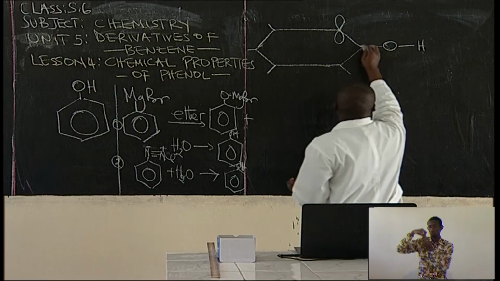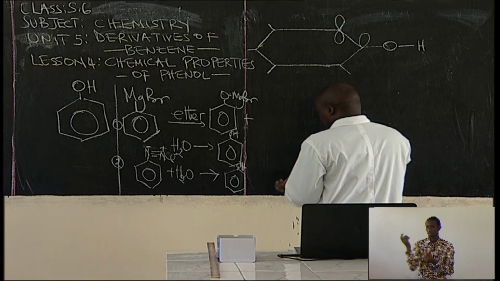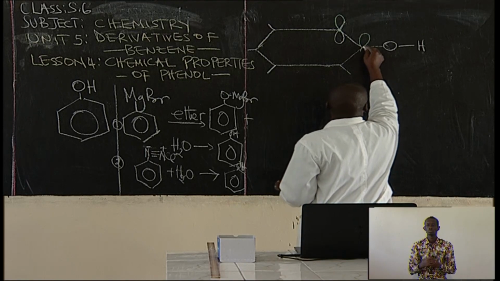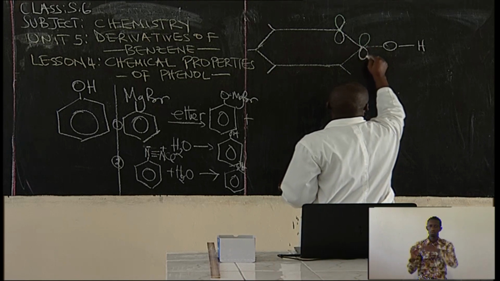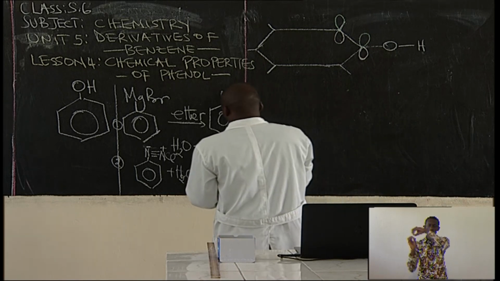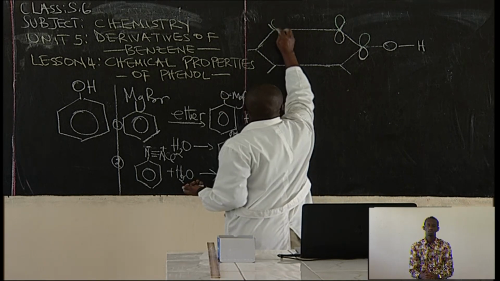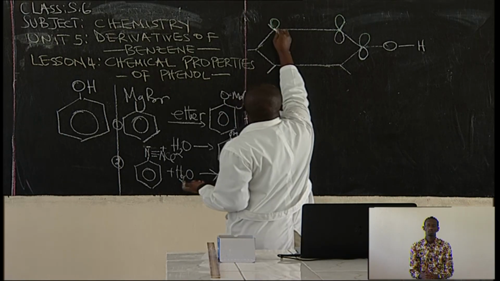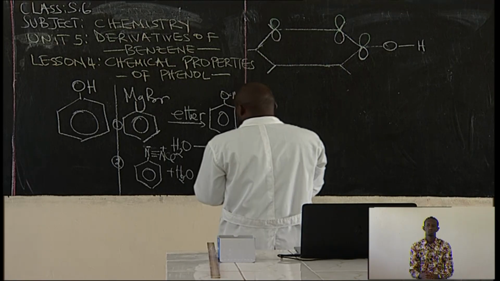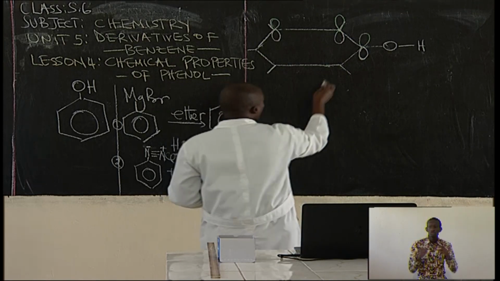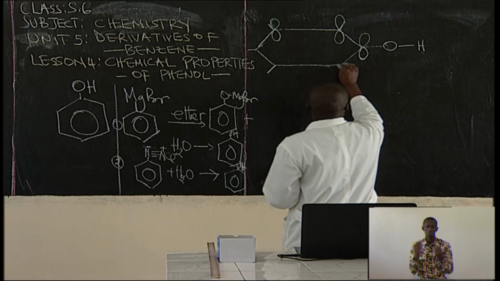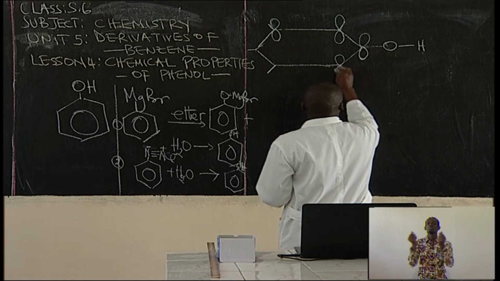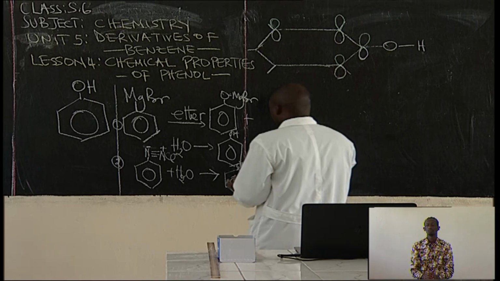Even here the same. There is a p orbital. This is the p orbital. These are p orbitals. I'm drawing here. I'm just using different colors so that we don't get confused as we are showing what is happening as a result of the delocalization of these electrons.